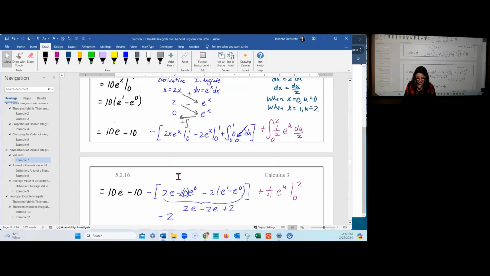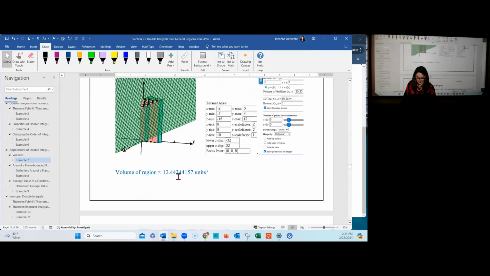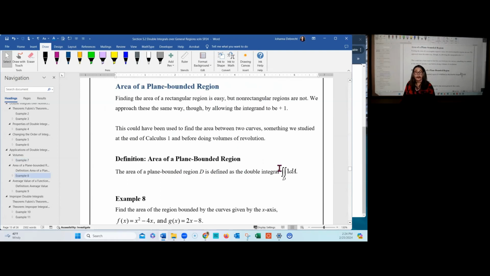Let's now turn our attention to the next application of double integrals. This is finding the area of a plane-bounded region. In other words, the area between two curves in the XY plane. To do this, we'll do the same thing we did over rectangular regions. We'll allow the integrand to be a 1. So the area of a plane-bounded region D is defined as the double integral over the region of 1 dA, where the integrand is 1.